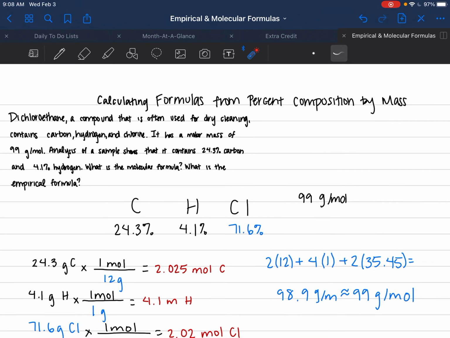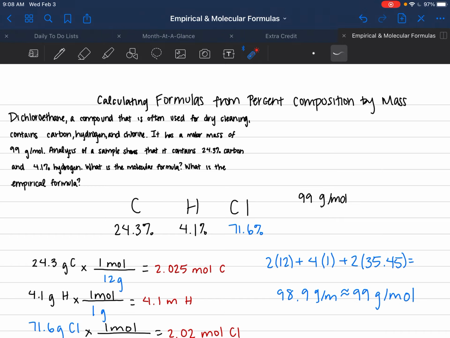Okay, let's look at something that's a bit more involved. In a recent video, you learned how to calculate percent composition by mass. And then you've also learned how to tell the difference between molecular and empirical formulas. So let's put that all together and we can calculate formulas based on the information that we learned from percent composition by mass. So in this example, we say dichloroethane.